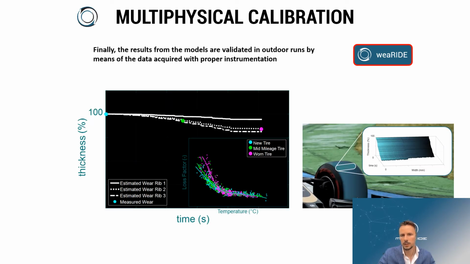Multi-physical calibrations also involve the wear model, and here you can see how the compound can modify its characteristics a lot in terms of loss factor with mileage, as well as how abrasive wear modifies the thickness and as well the stiffness and the grip.